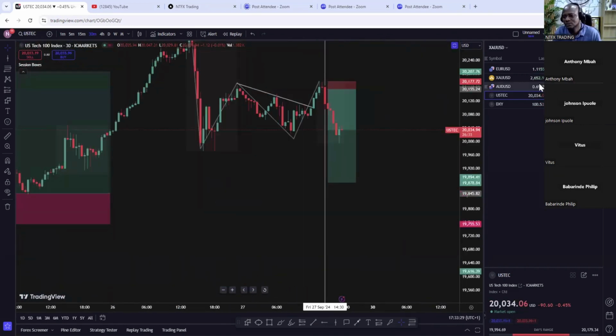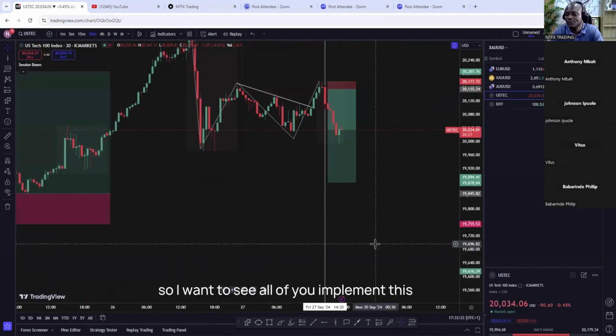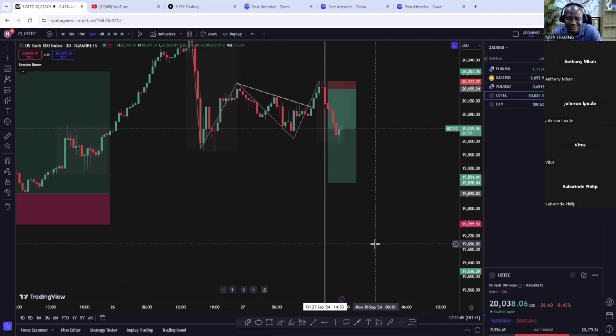No questions for now. So I want to see all of you implement this. All right, I want to see a better entry from you guys. The advantage of this is that you only kill two or three trades in a week, and you are done. You are literally done. You just catch two entries like this in a week, and your week is made.